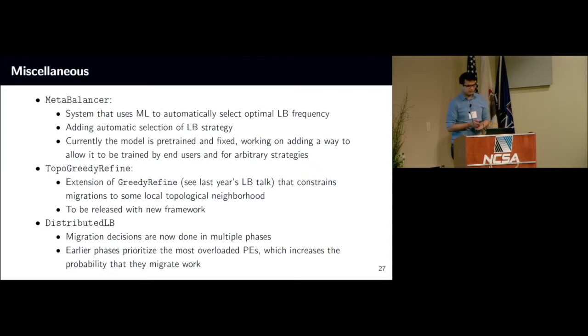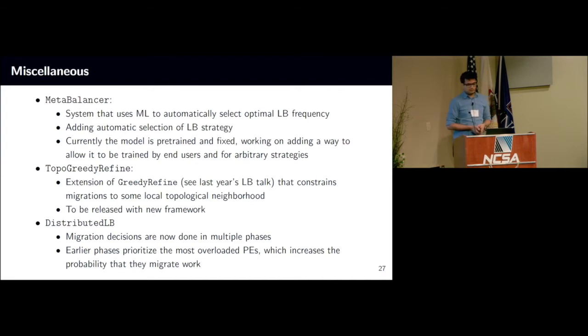Topo Greedy Refine is an extension to Greedy Refine, which I talked about extensively in last year's LB talk, so I won't go over it again. If you are interested, go look at the slides from last year. Basically, it's a version of Greedy that constrains the number of migrations that are made. This one in particular constrains them even further to some local topological neighborhood of where they currently are. So rather than just trying to minimize migrations, we want to minimize migrations and make sure they stay somewhat local. That is also going to be released with this new load balancing framework.